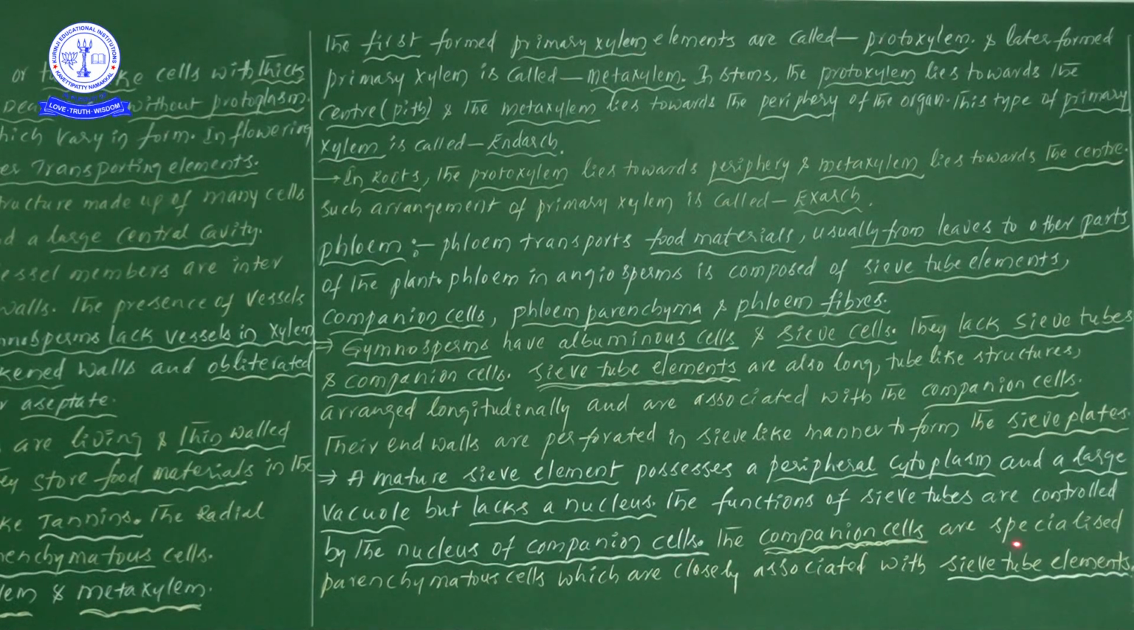Next, the companion cells are specialized parenchymatous cells which are closely associated with sieve tube elements. We have already discussed this point, and I have written it here. In the next video, by covering companion cells, let us finish the information on the complete phloem. Don't worry about these sentences or new words; you will definitely learn each and every line.